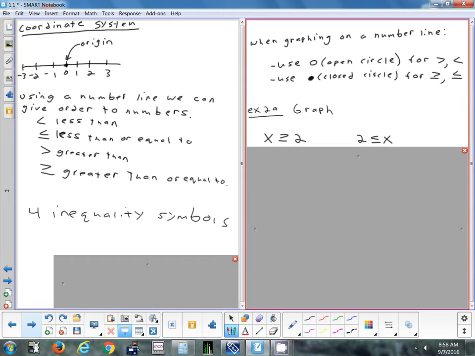So when you graph an inequality like this on a number line, first thing you have to do is put a circle on the number you're graphing. There's two kinds of circles you can use. Open circle and a closed circle. How you figure out which one to use just depends on the inequality symbol. If the inequality symbol has an equal to, you fill in the circle. It's a closed circle. If the inequality is just a less than or a greater than, there's no equal to under it, that's where you use open circle.